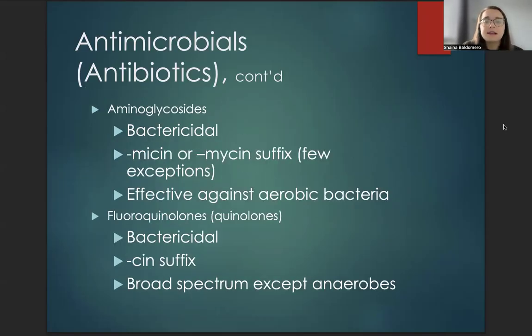There's aminoglycosides. These are also bactericidal. They are known as like the mycin suffix. We also have fluoroquinolones, which are bactericidal. And they're broad spectrum, same thing. A lot of these are really broad spectrum. So used for so many different things.